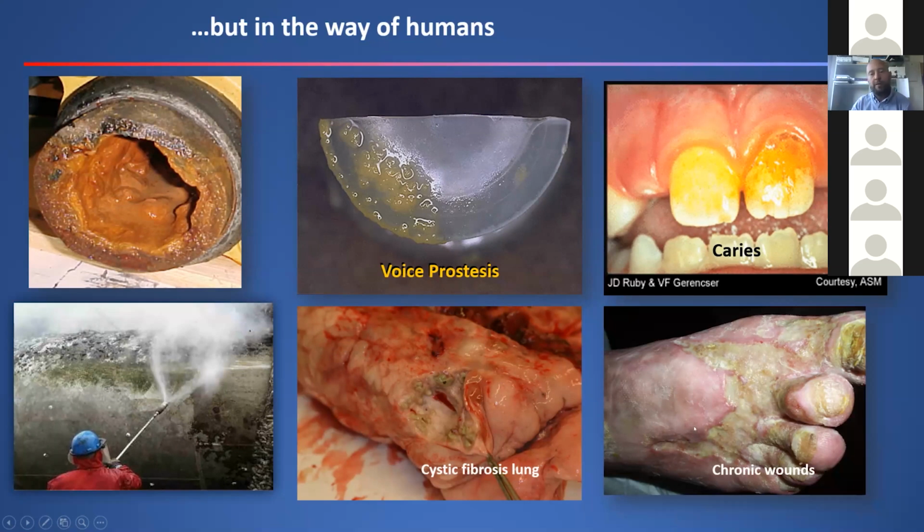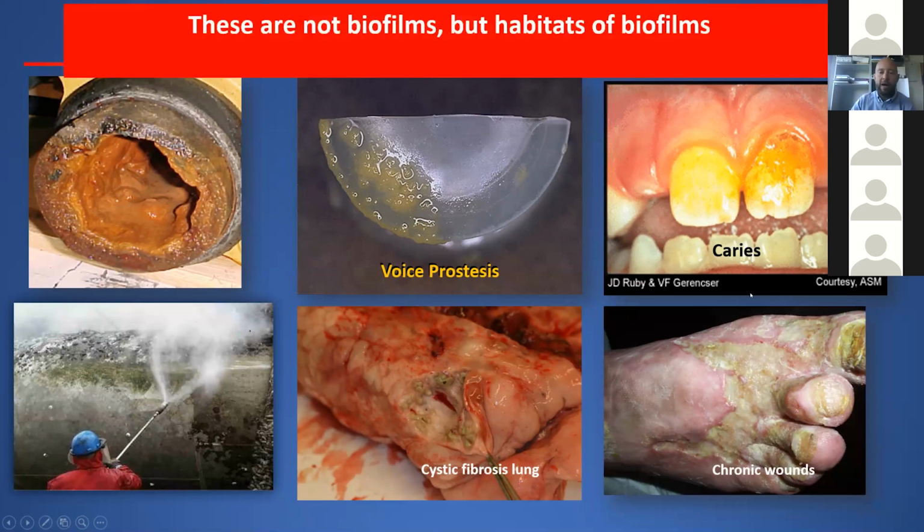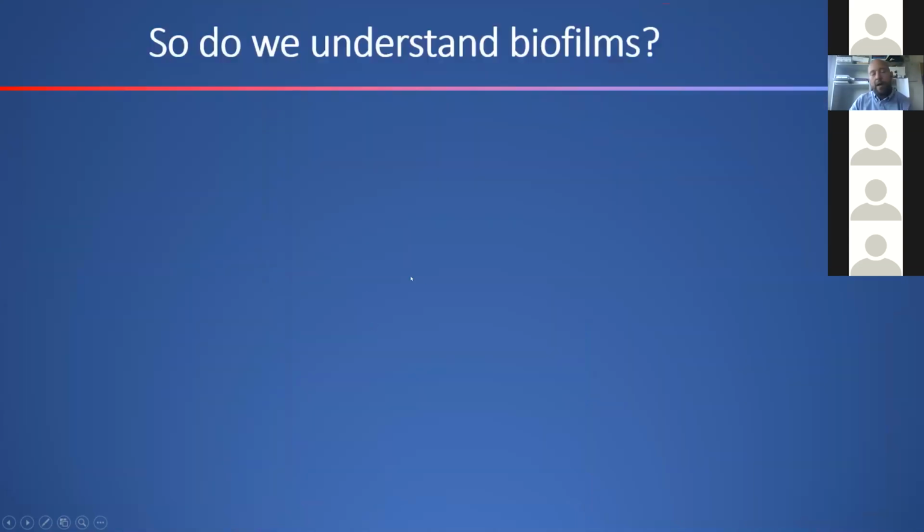But one good take-home message of this is that these are not biofilms you see here. These are habitats of biofilms. You cannot see biofilms with your naked eye. And also the question is, do we understand biofilms at all?